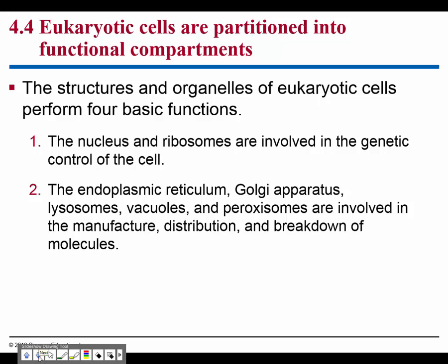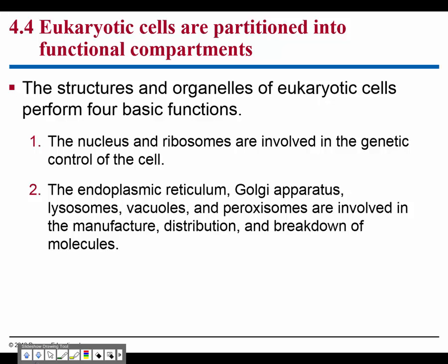They're not just one cell with a whole bunch of stuff. They're kind of in the middle. So the nucleus and the ribosomes are involved in the genetic control, and then you have endoplasmic reticulum, Golgi apparatus, lysosomes, vacuoles, and peroxisomes, and they're all involved in manufacture, distribution, and breakdown.